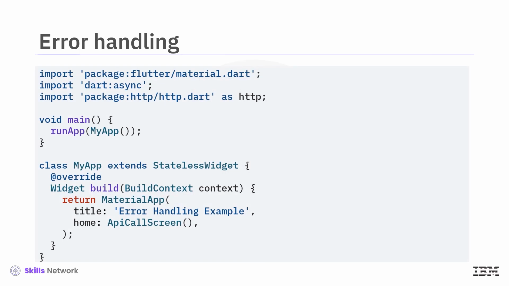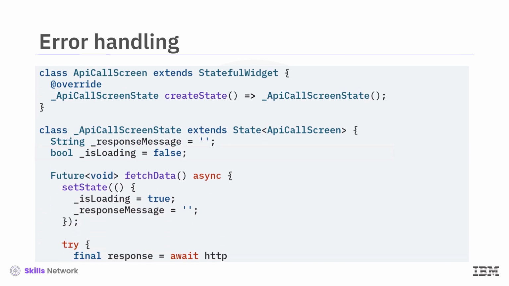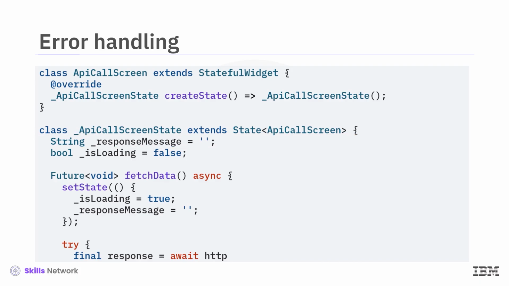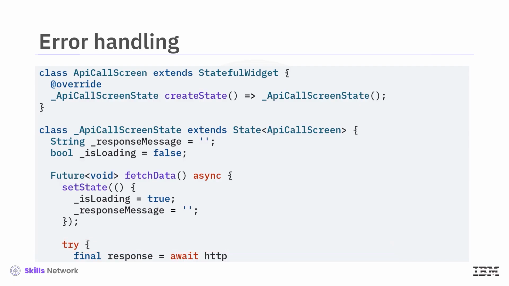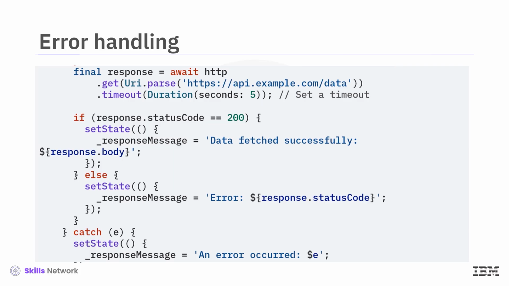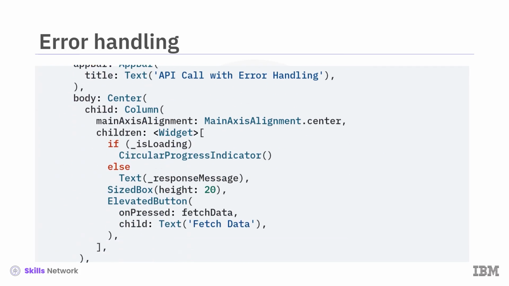Let's look at a code that provides an essential structure for dealing with errors during API calls in a Flutter application. The app uses the HTTP package to make API calls. The isLoading variable manages the loading state, while response message shows the results or error message. The fetch data method encapsulates the API call in a try-catch block. It includes a timeout of 5 seconds to avoid freezing. Depending on whether the call was successful, the UI is updated.